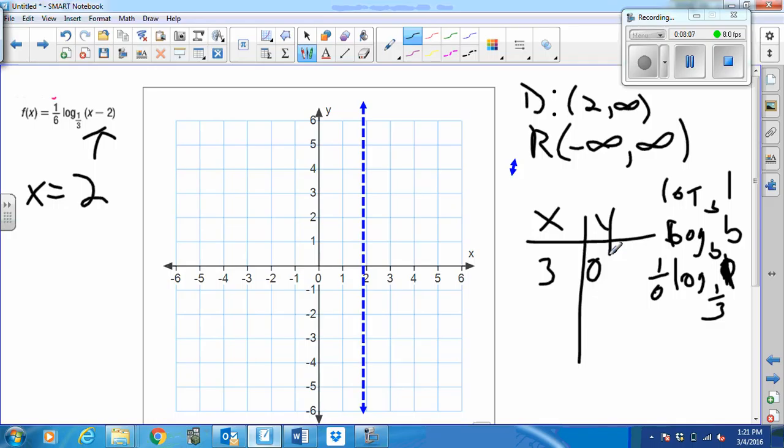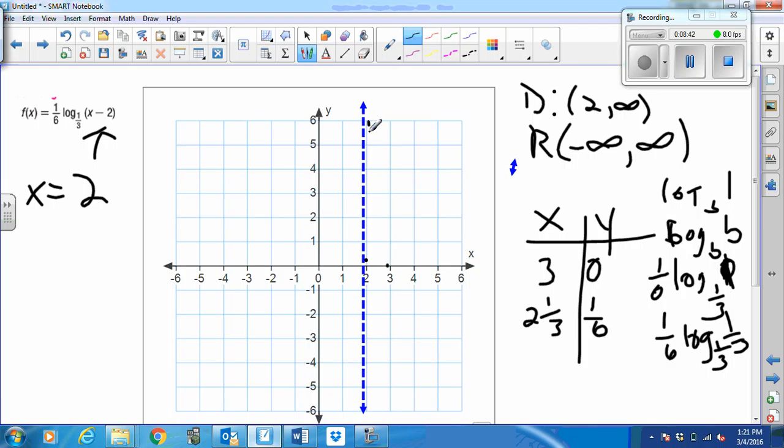Now when I find a value of x that's going to give me the argument equal to the base, that's yucky, we're going to have 2 1/3. And when I plug in 2 1/3, I get log base 1/3 of 1/3, and I have 1/6 times that. Well, that's basically 1/6 times 1, which is just 1/6. So we have 2 1/3, 1/6, so somewhere near there, and we have 3, 0.